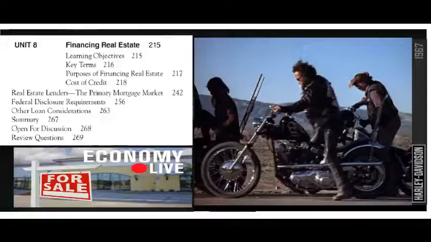Some loans may be assumed or property may be sold subject to the loan. Acceleration or due on sale clauses are enforceable by lenders. Loan application policies must comply with the Equal Credit Opportunity Act and the Fair Credit Reporting Act, as well as state law. Open for discussion.